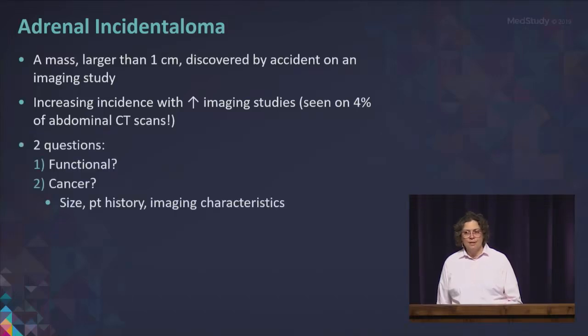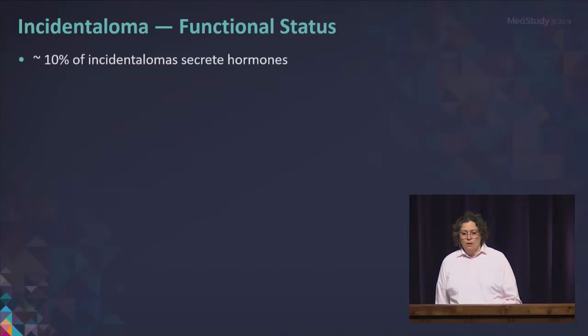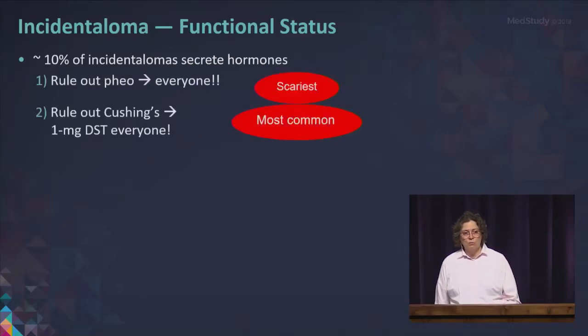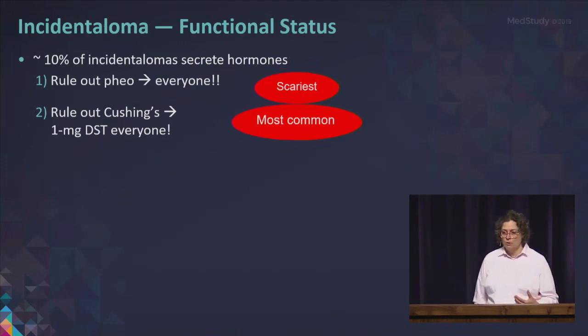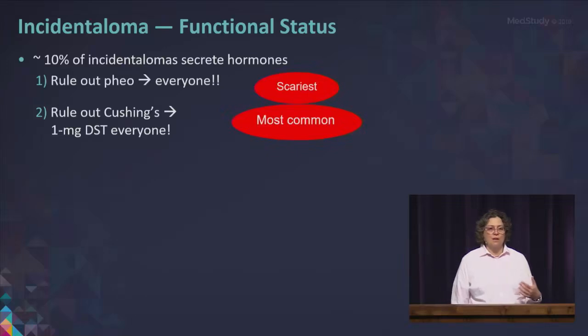Two questions. Is it making hormones or is it cancer? You think of cancer when it's greater than 4 centimeters in size. So that's why generally 4 to 6 centimeters will get you surgery independent of whether it's functional or not. About 10% of the incidentalomas secrete hormones. So what you want to do is check for this hormonal excess. And again, FEO for everybody, although it's very rare, but it's the scariest and you don't want to miss it. Cushing's for everybody because it's the most common.